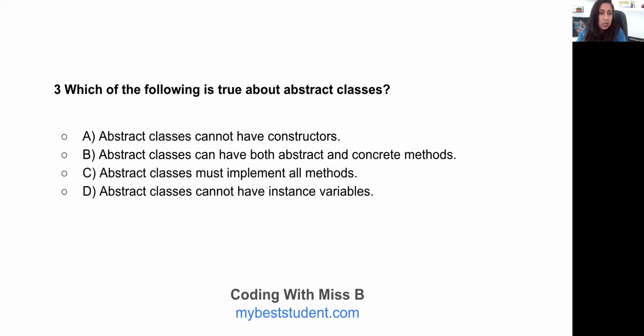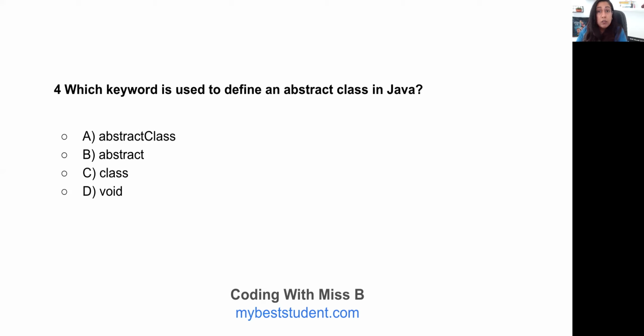Does it make sense? Because an abstract class by definition does not need to implement all its methods. Choice A also doesn't seem to be very sensible because there is no reason an abstract class cannot have a constructor. So choice B seems to be the right answer, which is abstract classes can have both abstract and concrete methods.